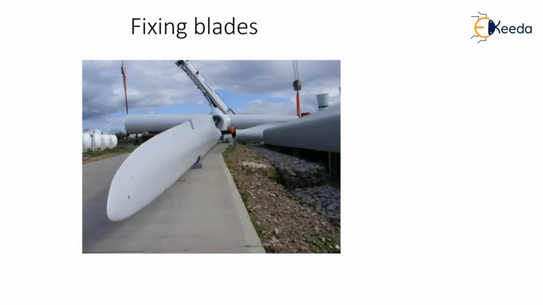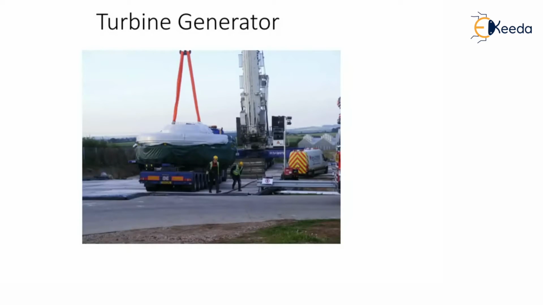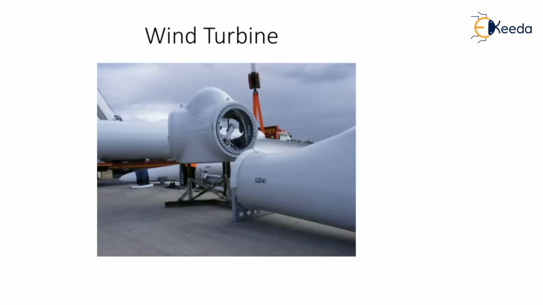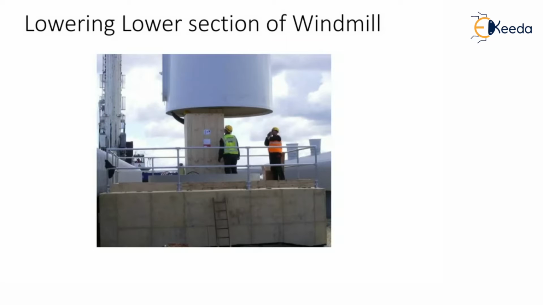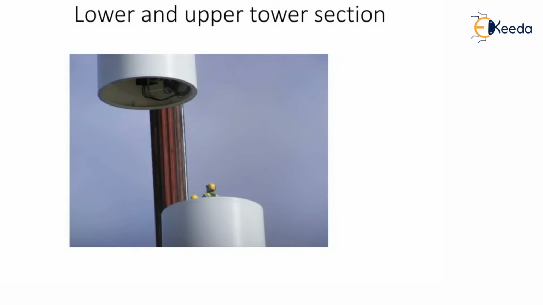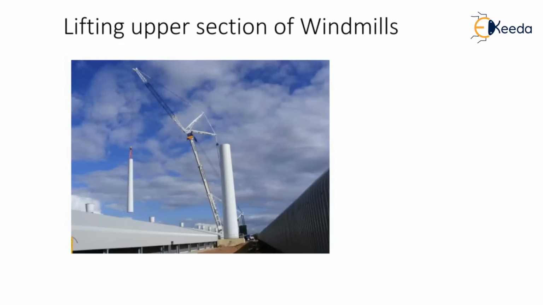The blade is getting fixed. Turbine generator. Wind turbine. Then the upper tower section of the windmill is being erected. The lower section of the windmill is being lowered. Then this is the section of the lower and the upper tower section which are being put together. Then lifting up of the upper section of the windmill is done by the crane.